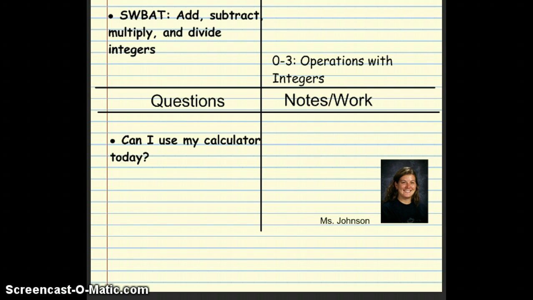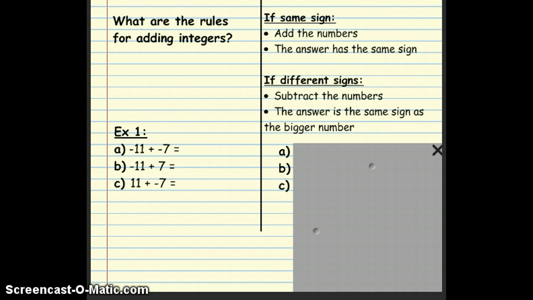One question you might have is, can't I just use my calculator? And the answer is no. We need to be able to know these rules in our heads because they will be used in everyday life, and on the MCA test you will not be able to use your calculator. Alright, let's get into the example.